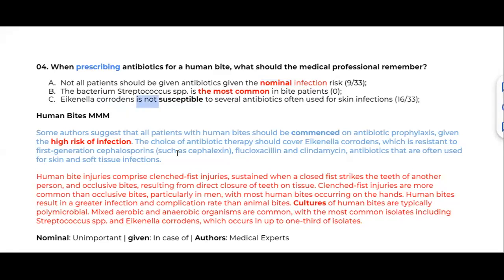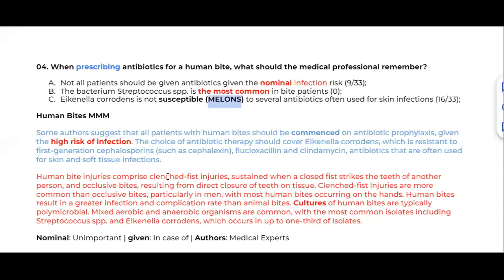So Echinella carodense is not susceptible to several antibiotics often used for skin infections. Here it says not susceptible. So what is this answer type? This answer type is N type. What is N type? Not mentioned type. So that is one of the MELONS.